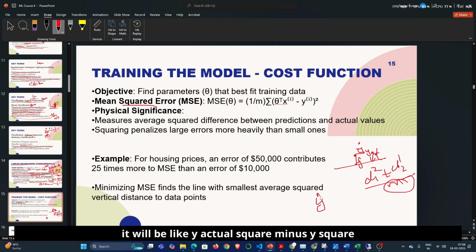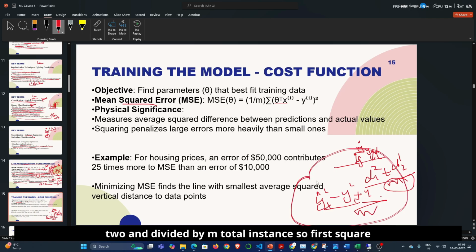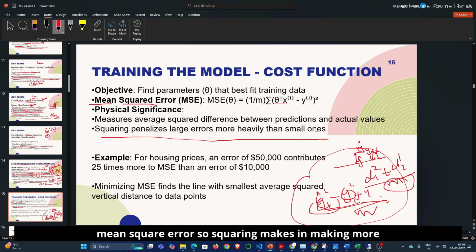It will be like y actual minus y predicted, squared, divided by, and so on, for 1, 2, and divided by m total instances. So first square error, then divided by m, so it becomes mean square error. Squaring penalizes heavily, because if the error is 2, it will make it 4. So it will enlarge the error.